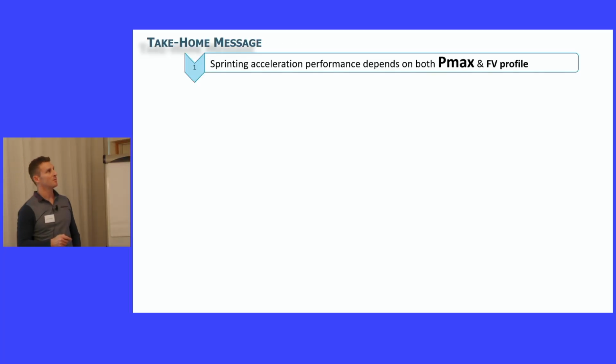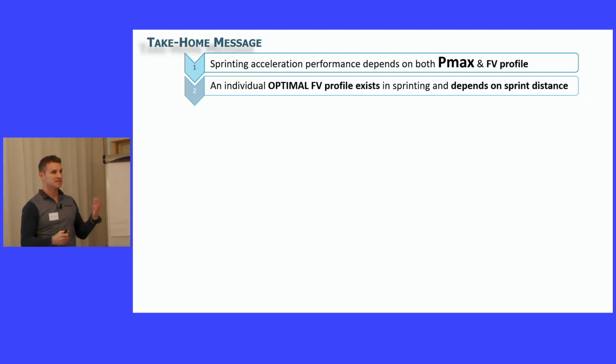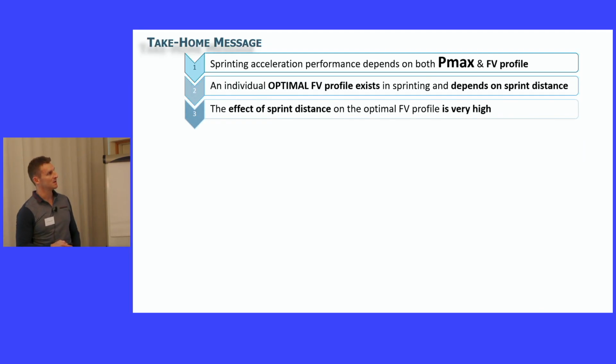So what we can remember from this presentation is that sprint acceleration performance depends on maximal power, but also, a little less, on the force-velocity profile. There exists an optimal profile, which is individual and depends on the sprint distance, with a big effect of the sprint distance. So you have to target well the distance you want to improve for your athletes.